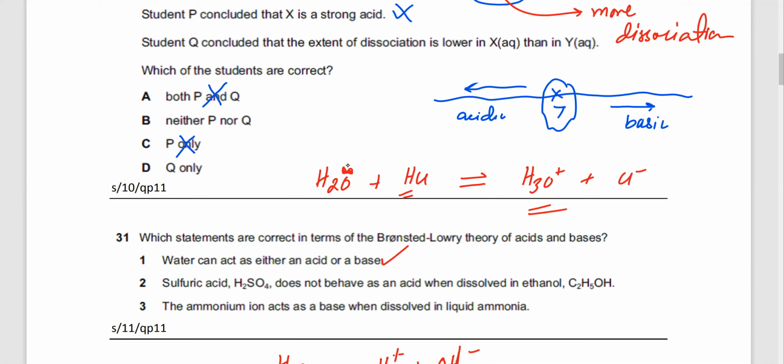The next one, first clear. Ibrahim, is this clear? Mohammed, is this clear? Yes. Yes.